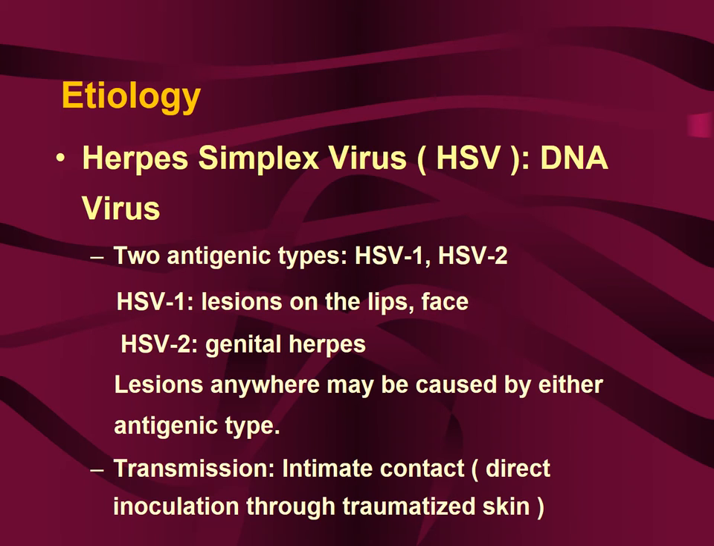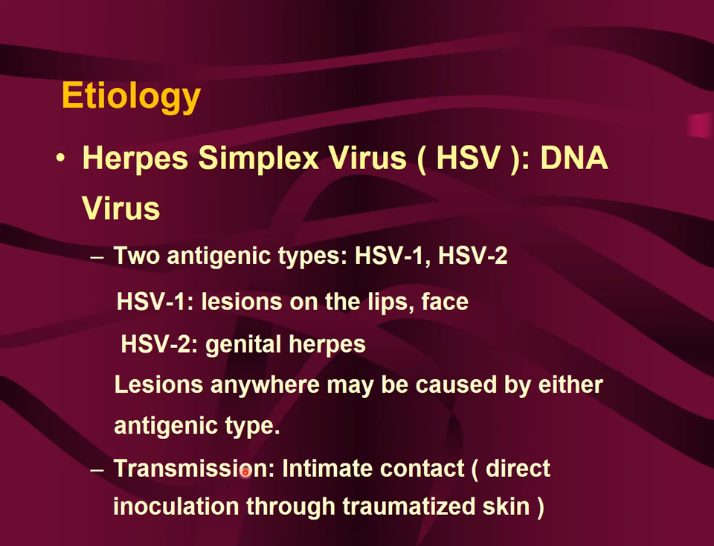Herpes simplex type 1: lesions appear on the lips and face. Type 2 is genital herpes, transmitted as a sexually transmitted disease, and lesions appear on the genital area and may appear on the extragenital area too, on both areas at the same time. Lesions may be caused by either antigenic type.